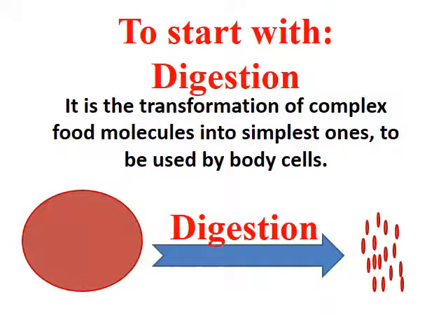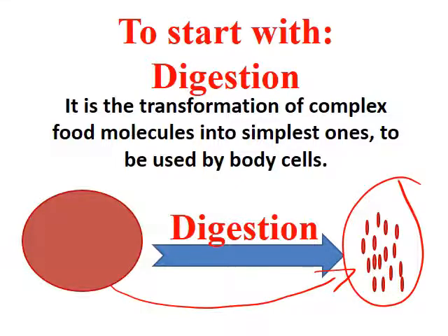To start with, we have to talk a little bit about the definition of digestion. Digestion, simple definition, is the transformation of complex food molecules into the simplest ones, to be used by the body cells. Mainly these are called nutrients.